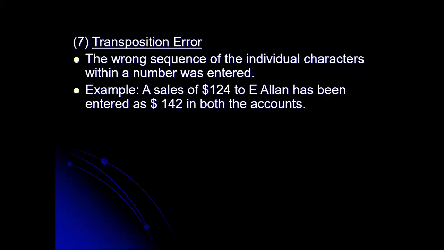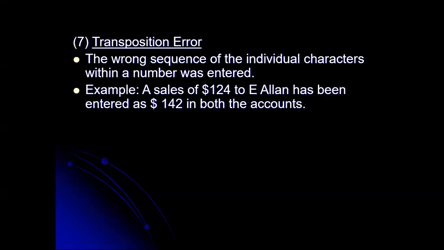Okay, lastly, we have a transposition error. A transposition error is made when the wrong sequence of the individual characters within a number was entered. So for example, here, a sale of 124 to E. Allen has been entered as 142 in both the accounts. So 124 was recorded as 142. That makes it a different value altogether.